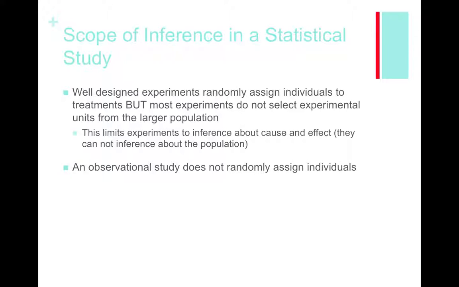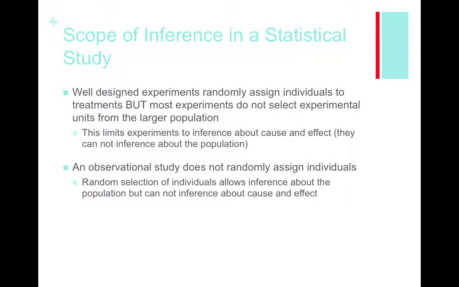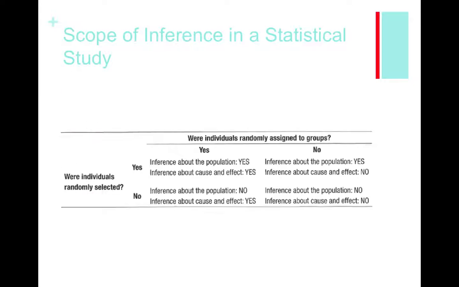An observational study does not randomly assign individuals. Random selection of individuals allows inference about a population, but you can't infer about cause and effect. So you could do one and not the other, and vice versa. A well-designed experiment randomly assigns individuals to the treatment.